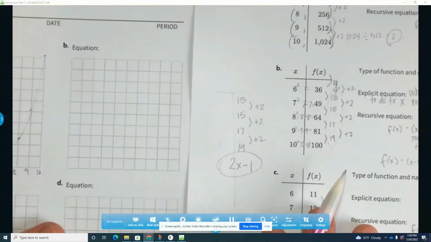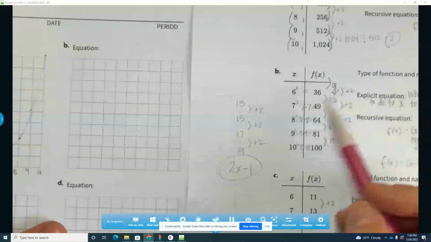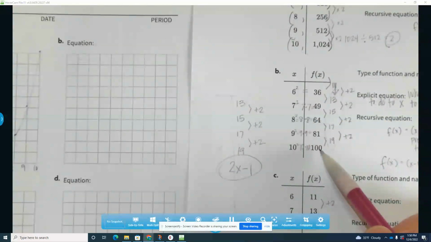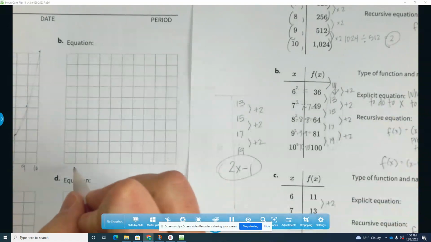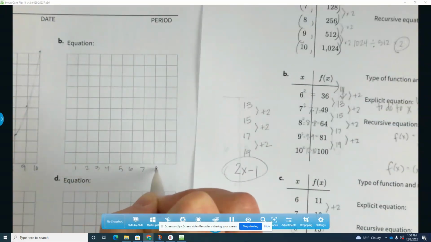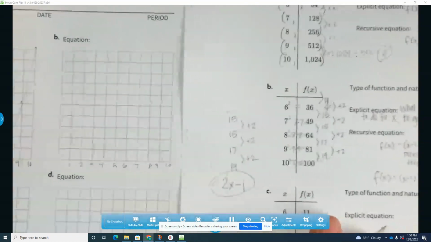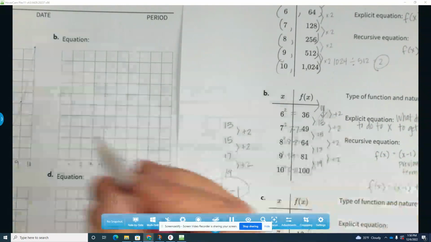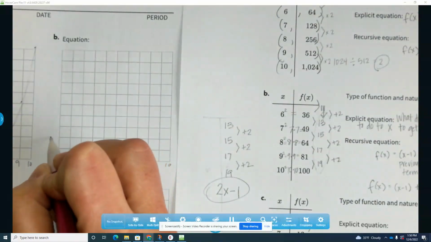Okay, let's go to B. Check out your numbers. Make sure that you label your graph appropriately so that all the numbers fit. I can still do 1 through 10 down here. That's not bad, but I need to look at my Y values. So we ended at 100, so I could probably go up by 10s here.